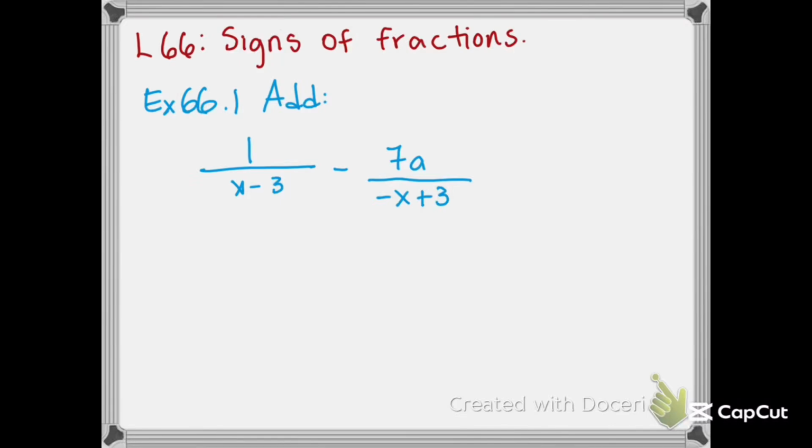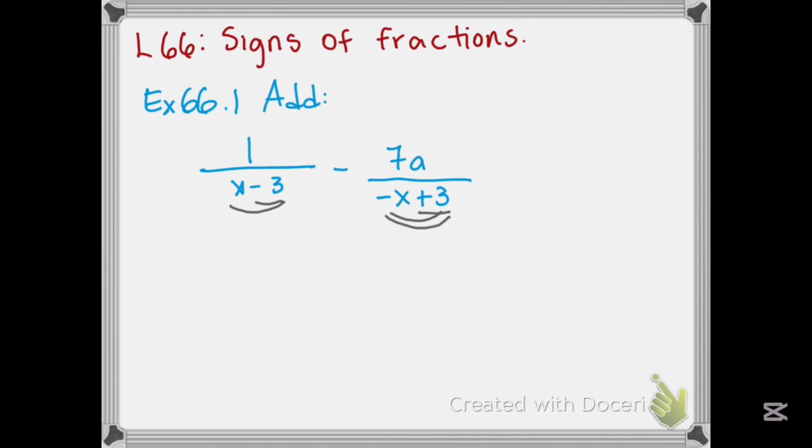Lesson 66 has two topics, so we're going to start with signs of fractions. Notice that in this case, what we have here in the denominator is very similar, but the signs are opposite to each other. In the first one, x is positive, and in the second one, x is negative. In the first one, 3 is negative, and in this one it is positive.